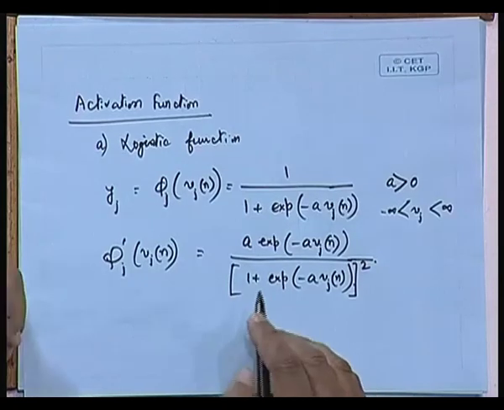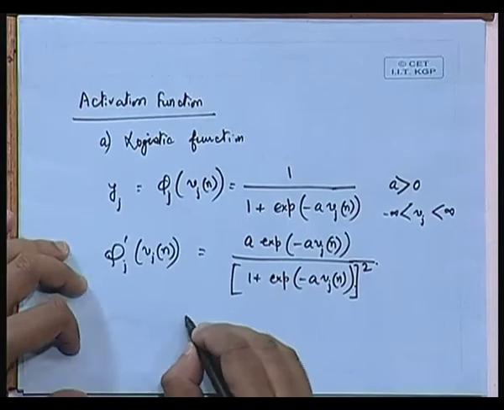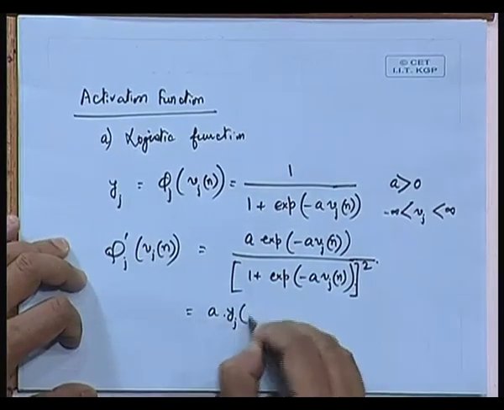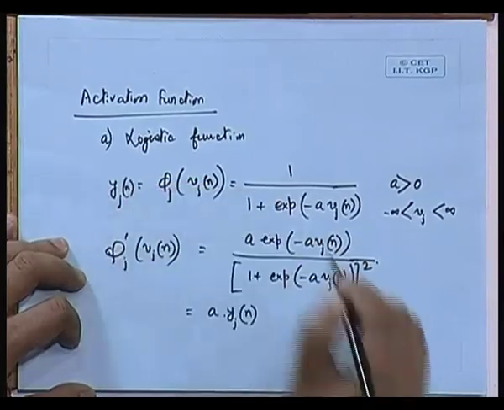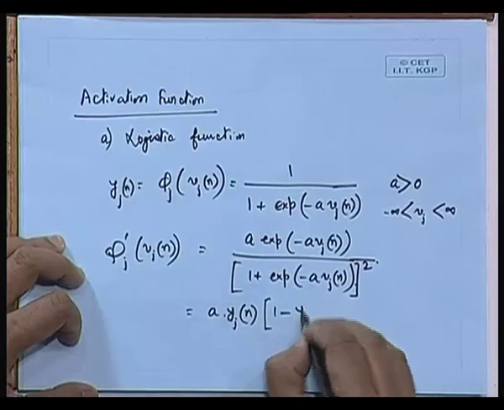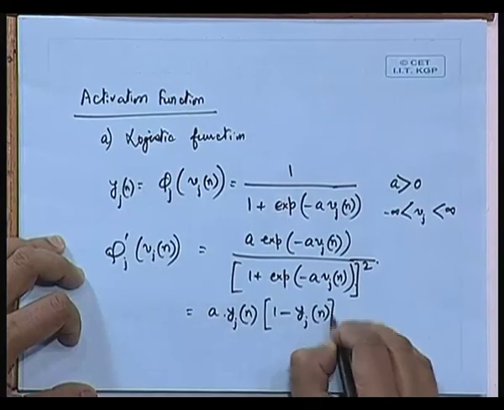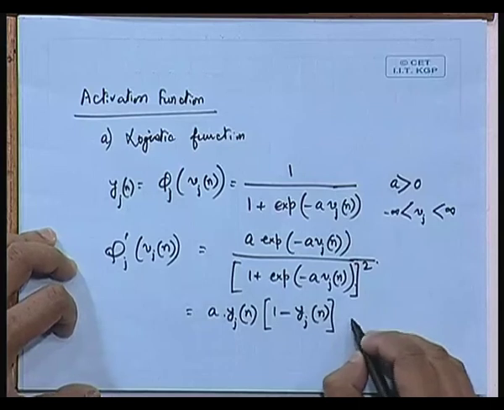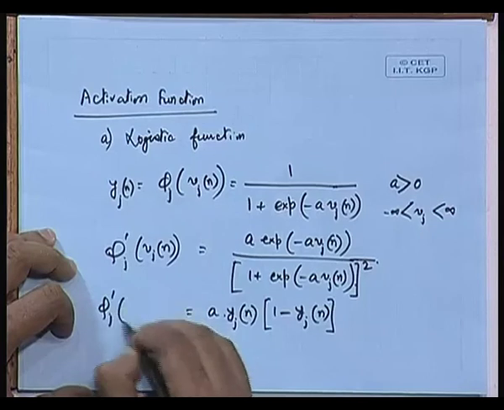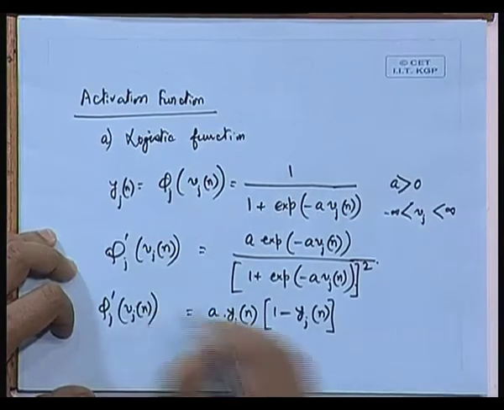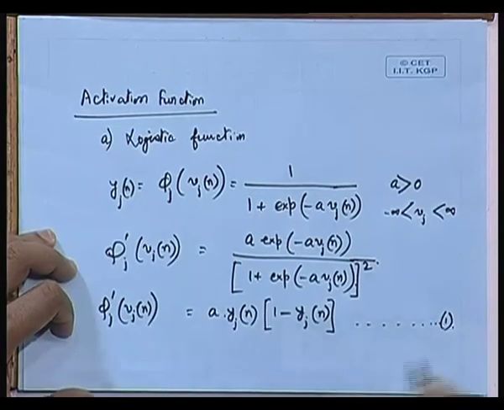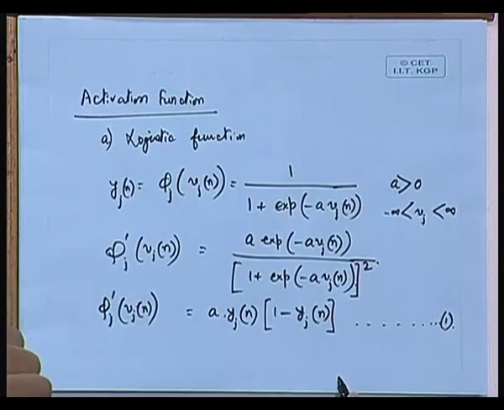In fact, this whole thing could be expressed as a times yj n, so this also is yj n, multiplied by 1 minus yj n. All right. So, this is going to be our equation number 1. So, this is phi dash j Vj of n, which is equal to this. So, this we are calling equation number 1 for today.